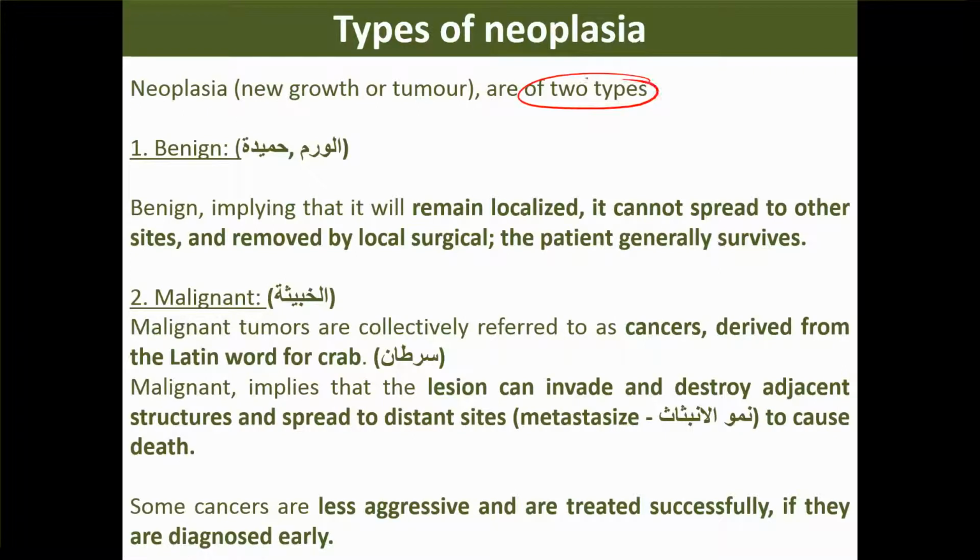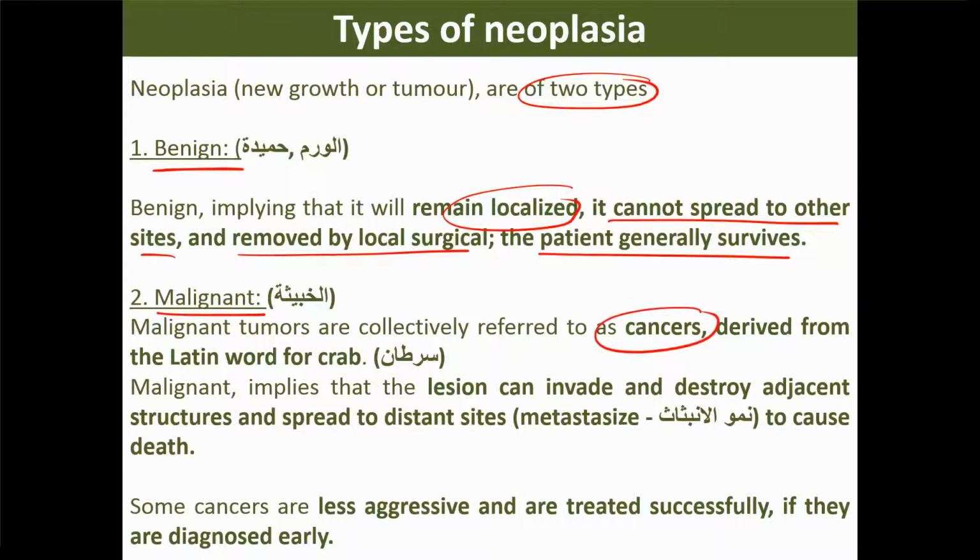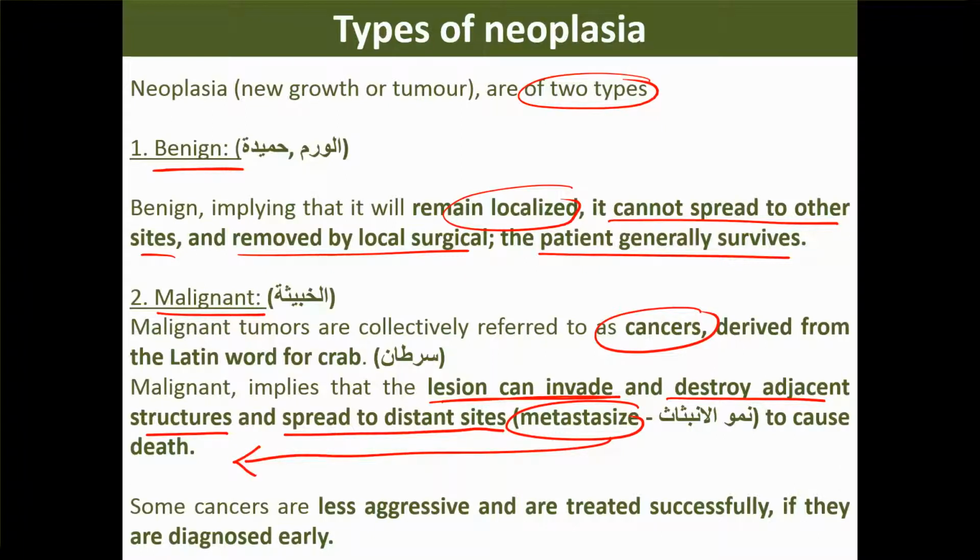Neoplasia is of two types, benign or malignant. Benign tumors are localized, cannot spread to other sites, and are removed by local surgery. The patient generally survives. Whereas malignant tumors are generally called cancers. The characteristic feature of these tumors is that they invade, destroy the adjacent structures and spread to distant sites. That is called metastasis, and it is one of the main reasons for death in malignant patients.